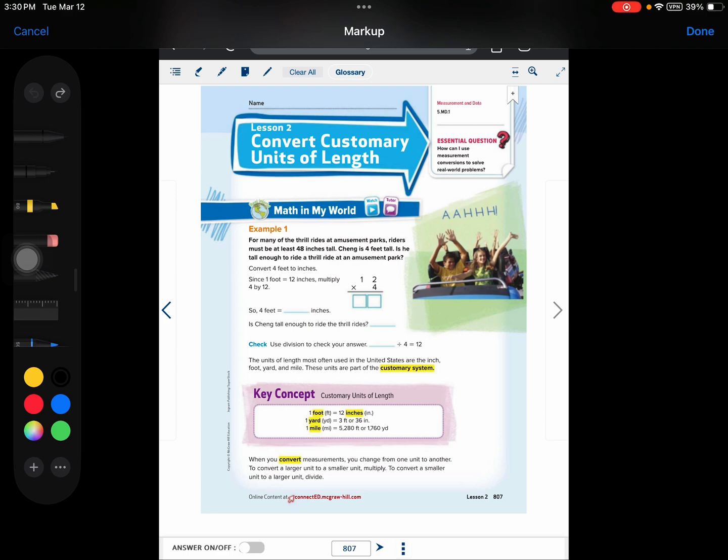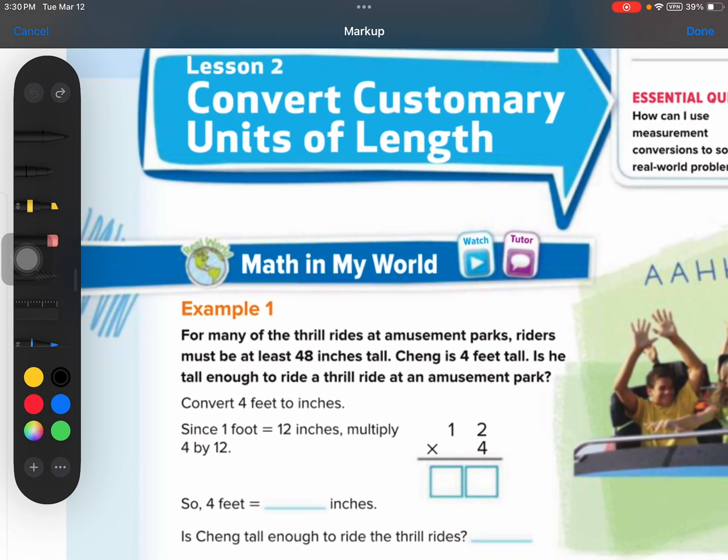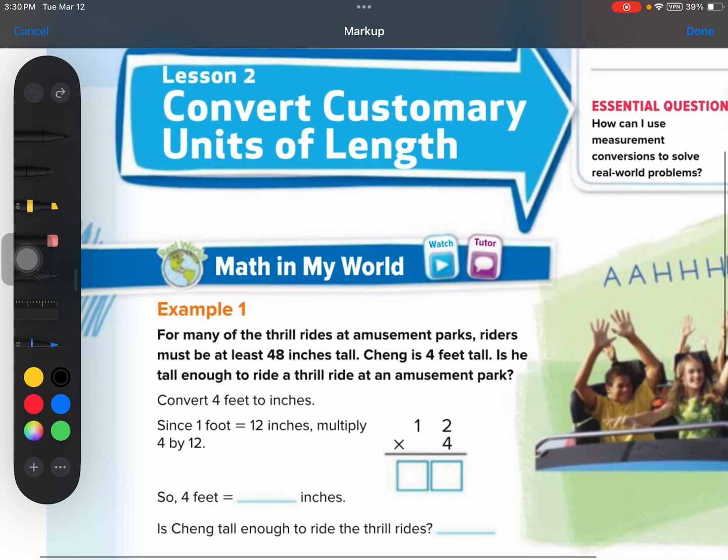This is chapter 11, lesson 2, converting customary units of length. Let's begin. For many of the thrill rides at amusement parks, riders must be at least 48 inches tall. Shin is 4 feet tall. Is he tall enough to ride the ride at an amusement park?